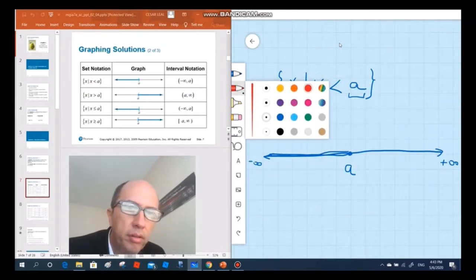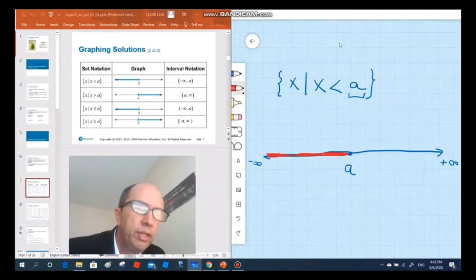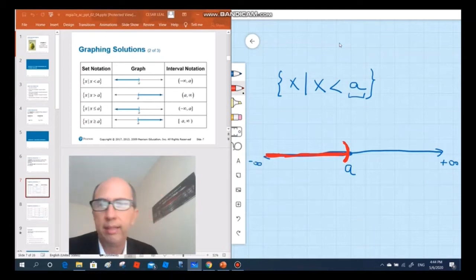Let's use a different color. This. And you need to represent on this line if this point here is included or not included in the solution. In this case here it is less than, not less or equal. So a is not included in the solution. And this represents that a is not included in the solution set. All real numbers that are lower than a.